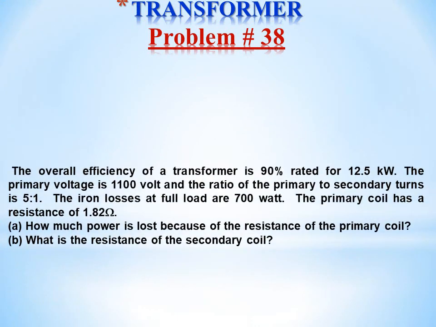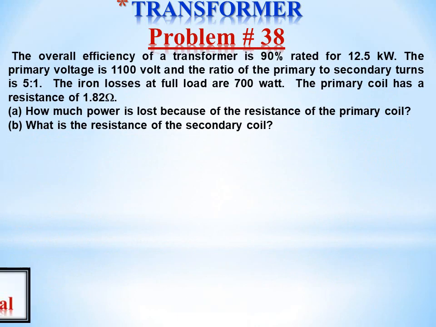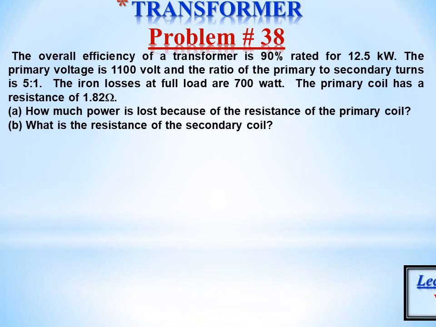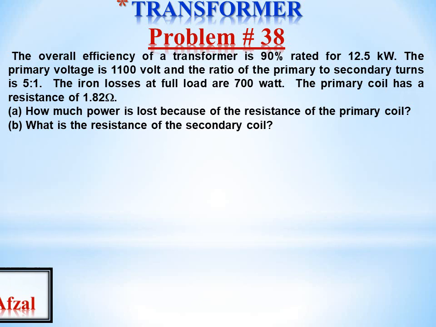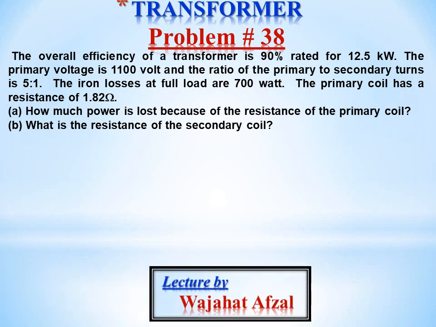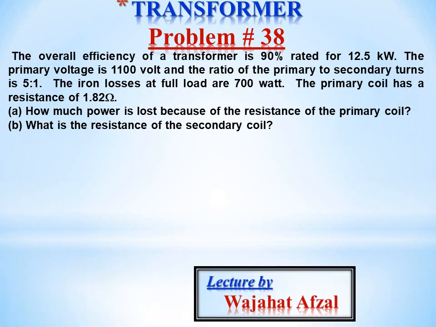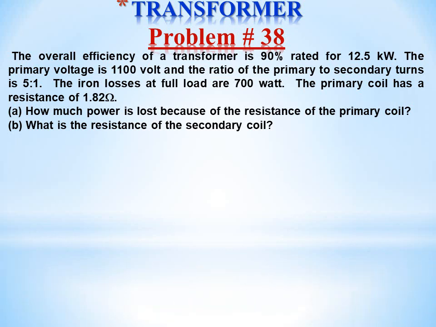So this is the last problem of this lecture and also the last problem of this chapter. I didn't teach you this problem in the class. It's a very difficult problem. Okay, so the overall efficiency of transformer is 90%, rated for 12.5 kilovolts. The primary voltage is 1100 volts and the ratio of the primary to the secondary coils or turns is 5:1. The iron losses at full load are 400 watts.